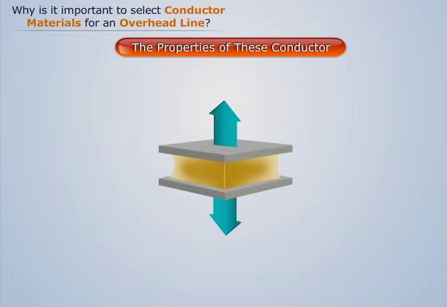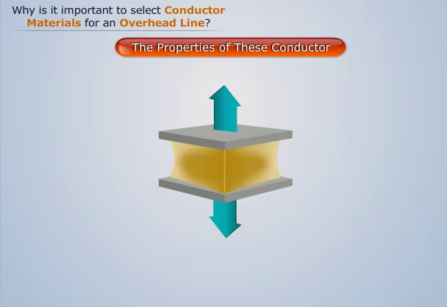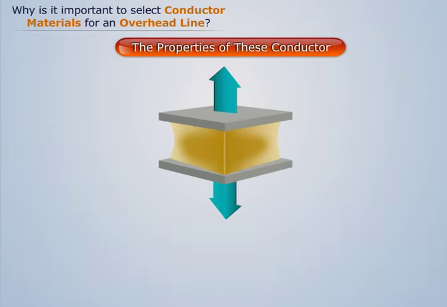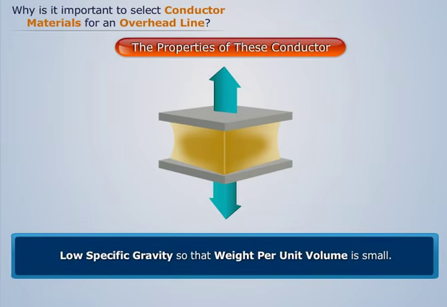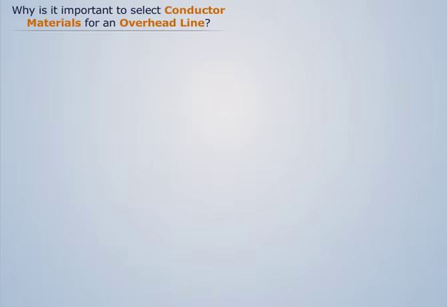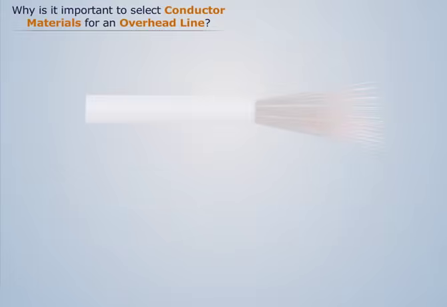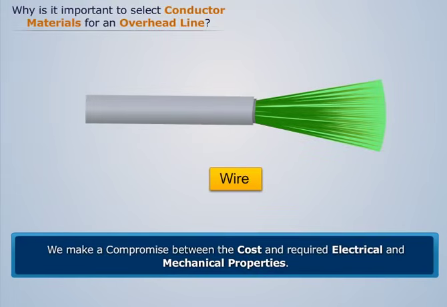High tensile strength is the other property of conductors, to withstand mechanical stresses. Its cost must be low, so that it can be used for long distances. Low specific gravity, so that weight per unit volume is small. As all these discussed properties are not found in a single material, thus we make a compromise between the cost and required electrical and mechanical properties.